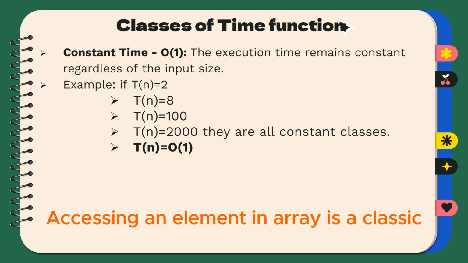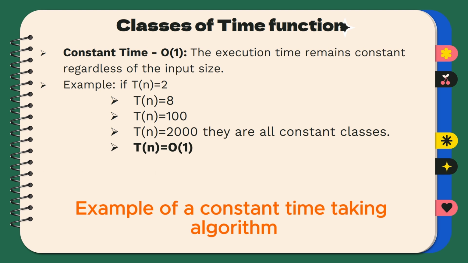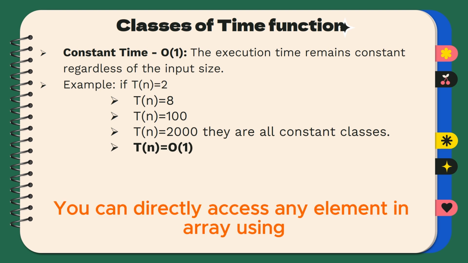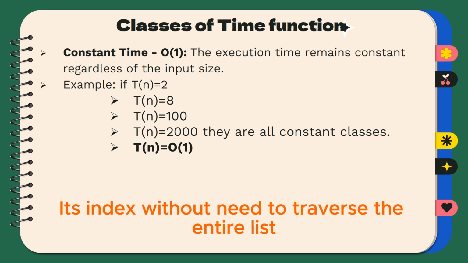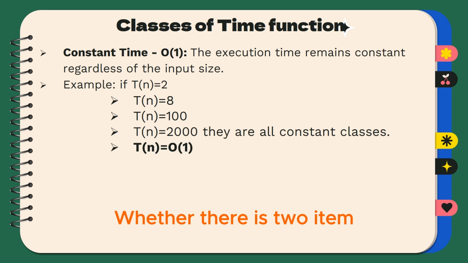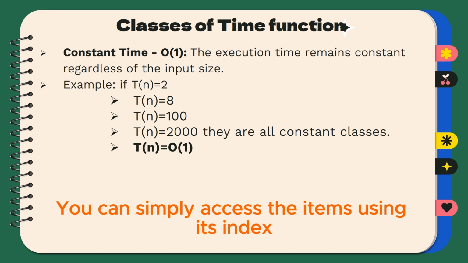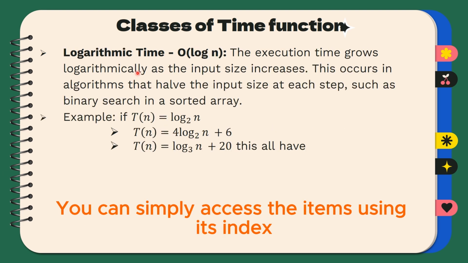Accessing an element in an array is a classic example of a constant time algorithm. This is because you can directly access any element in an array using its index without needing to traverse the entire list, whether there are 2 items, 3 items, or 100 or 1000 items. You can simply access the items using their index.